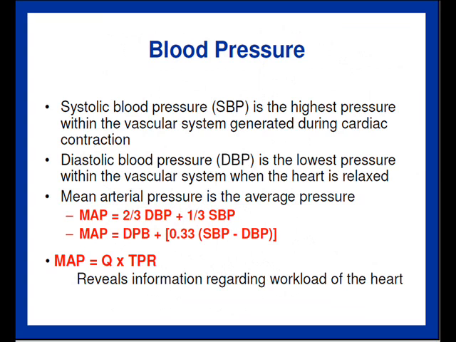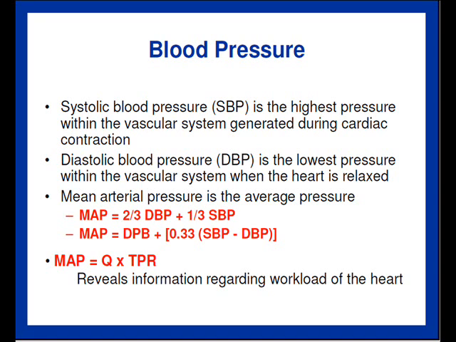Okay, blood pressure. You've seen something like this before. We know what systolic and diastolic blood pressure is. There's a few equations you need to become aware of. You'll know this one from the lab, if you've done the mean arterial blood pressure lab yet. Average pressure, mean arterial blood pressure, MAP, equals 2/3 diastolic blood pressure plus 1/3 systolic blood pressure.